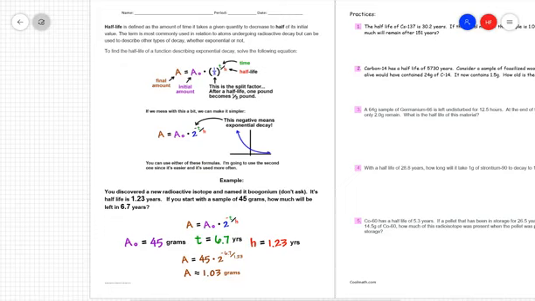Half-life, it says at the top, is defined as the amount of time it takes a given quantity to decrease to half of its initial value. So if I have one half-life and I started with one, then now I'm at a half. If I go another half-life, now I'm having that half, so I'm at a fourth. So each time it's going to go one half more, one half more, one half more.